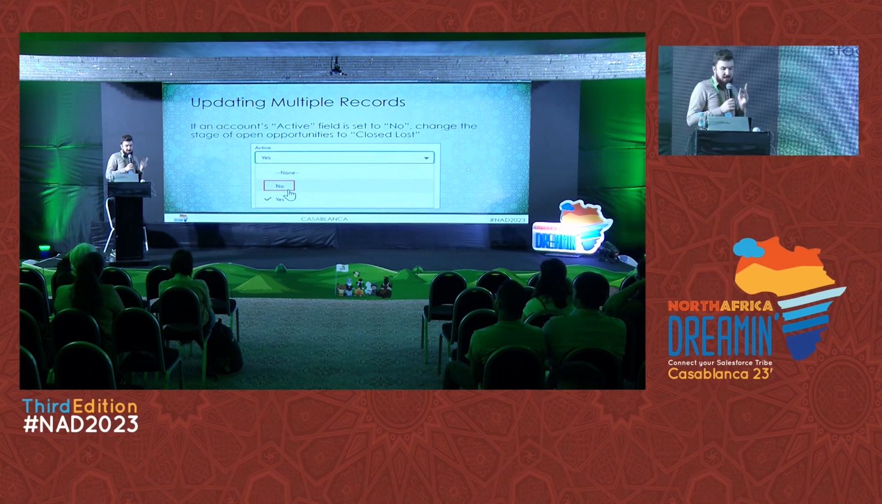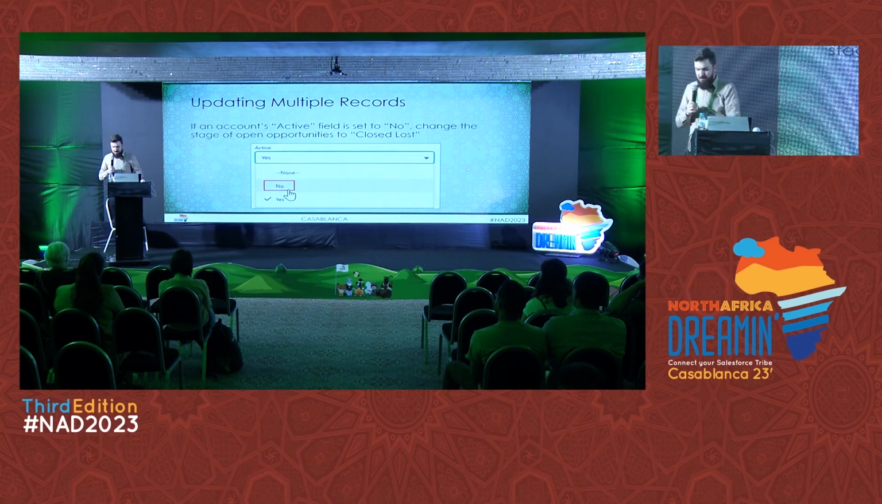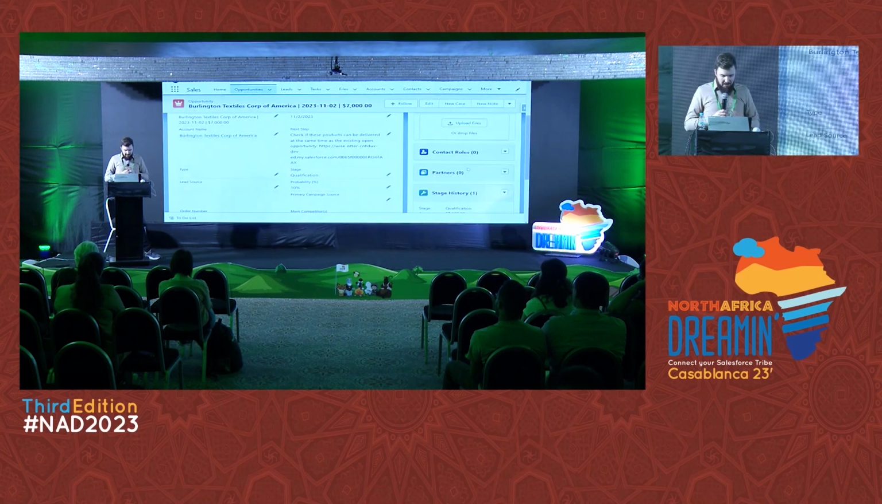The last example is updating multiple records. So in this org, if an account's active field is set to no, they want to change the stage of all the open opportunities to closed lost. This is really a big time saver for the sales reps. When an account goes inactive, they used to have to go manually update each one of those. They wanted some automation to help them out. So we can do that in our flow.